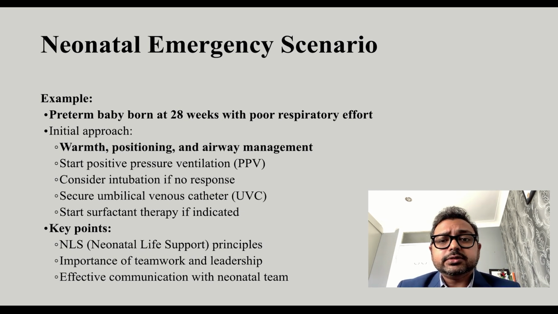The key points: be familiar with the NLS principles and NLS algorithm, and teamwork and leadership are important. Effective communication between the neonatal team is needed, and always ask for help if it is required. Below 30 weeks gestation, the delivery should be attended by the consultant. So whenever you are getting a call, always inform the consultant beforehand.